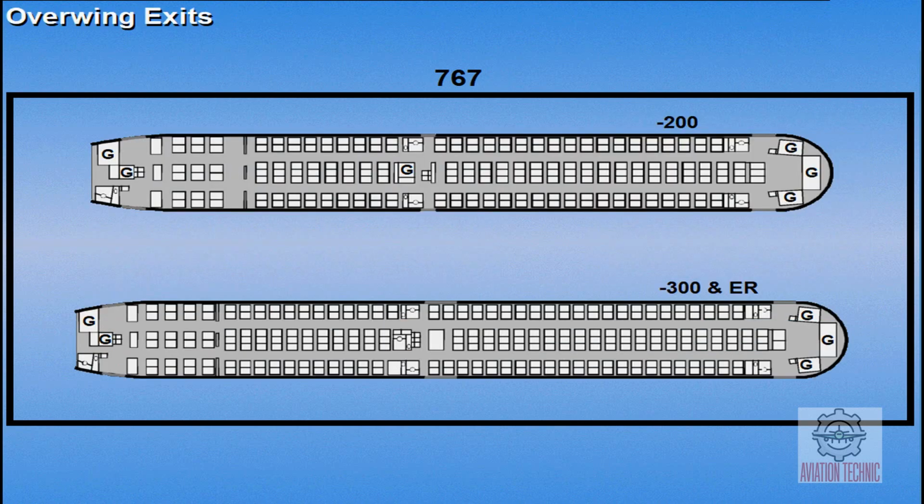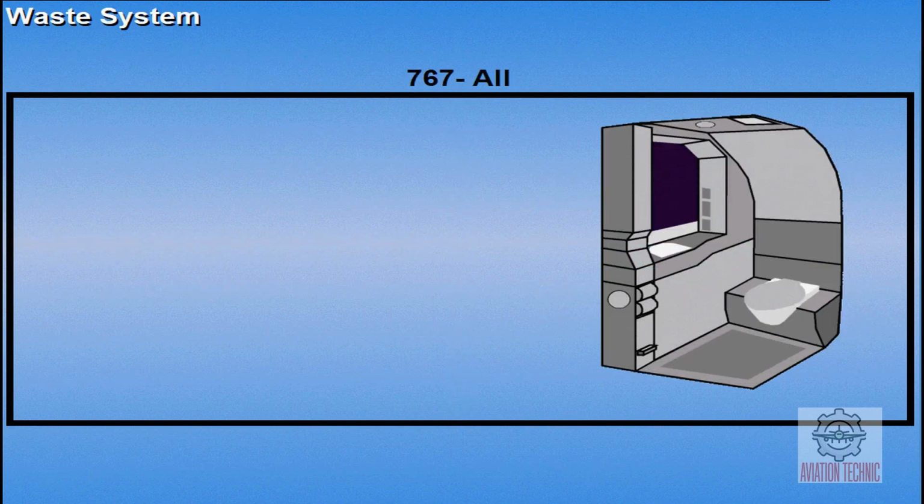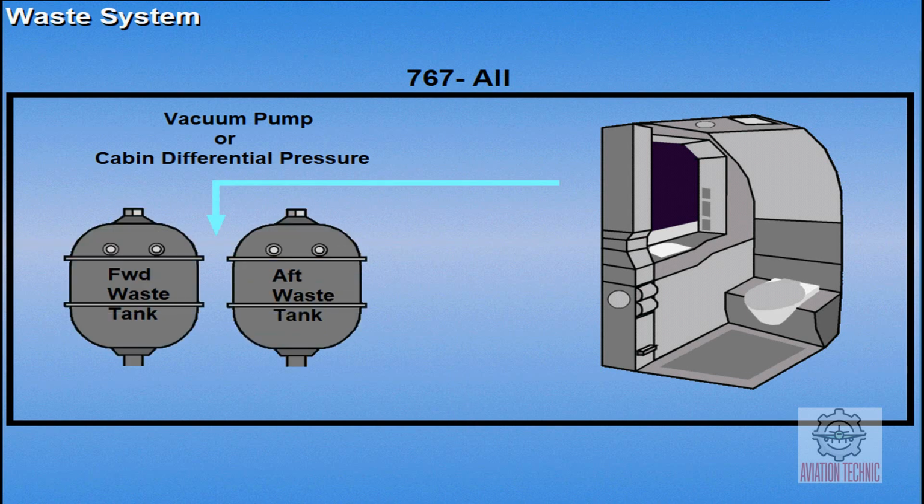The 767-200 is equipped with 2 overwing exits. The -300 and ER has 4. The -200 is equipped with 5 lavatories, and the -300 is equipped with 6. The 767 has a unique lavatory that uses a vacuum pump or cabin differential pressure to route waste to 2 storage tanks.